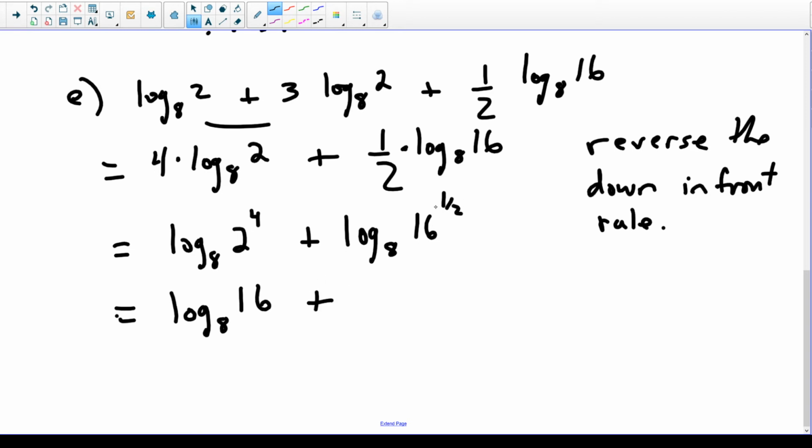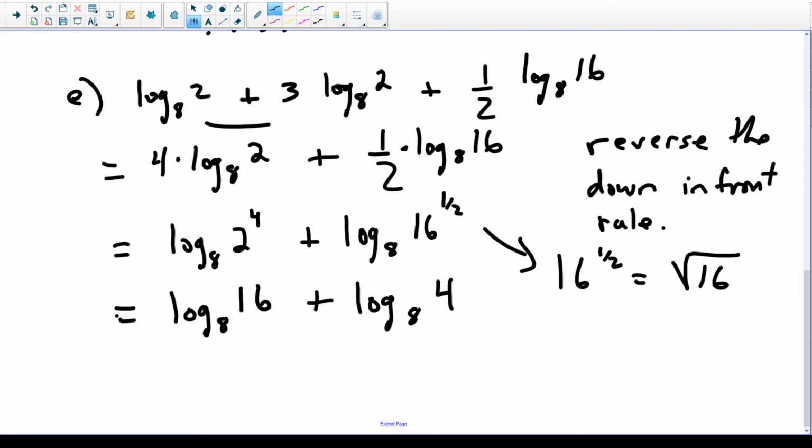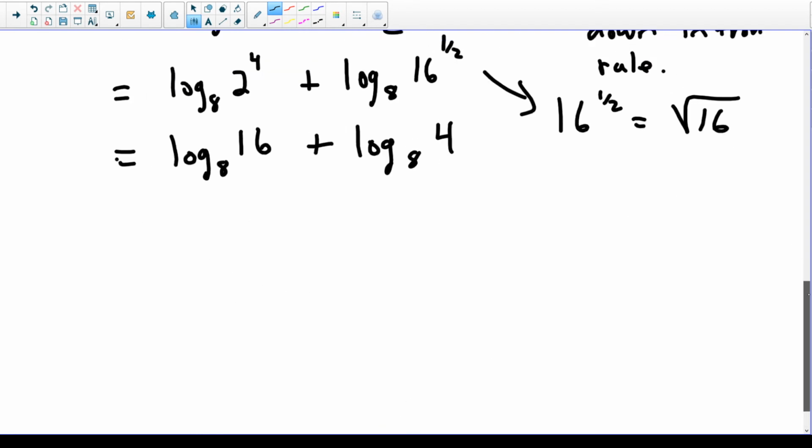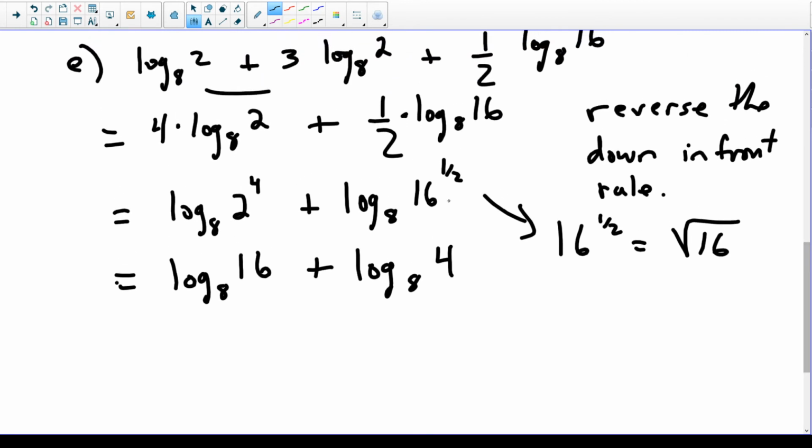And what is 16 to the 1/2? Well, we just recently saw that 16 to the 1/2 is actually just a square root. So what's the square root of 16? It's just 4. So let me pause there for a second, okay?